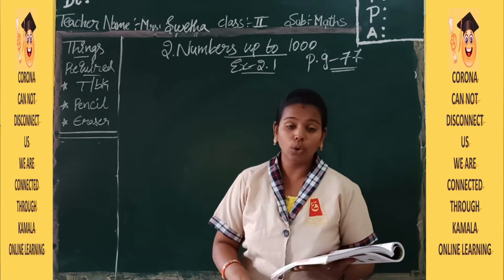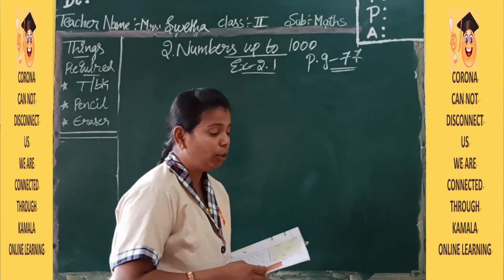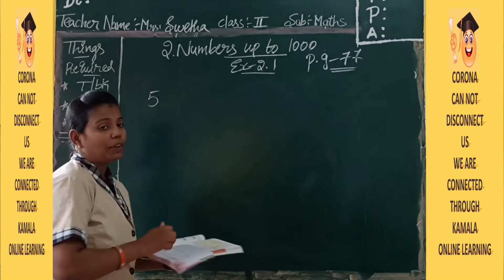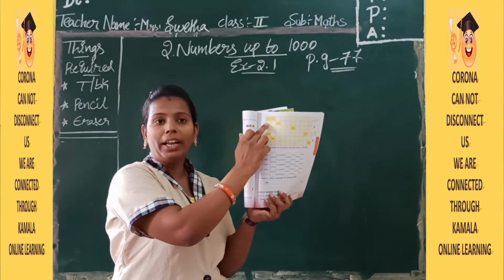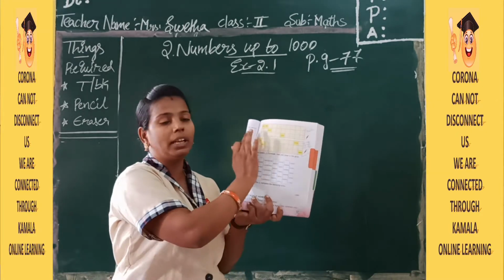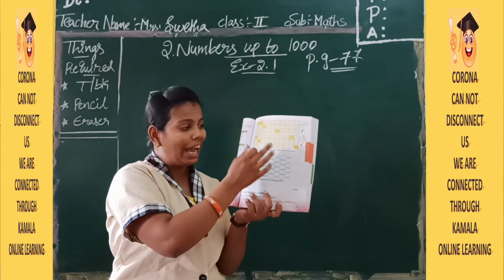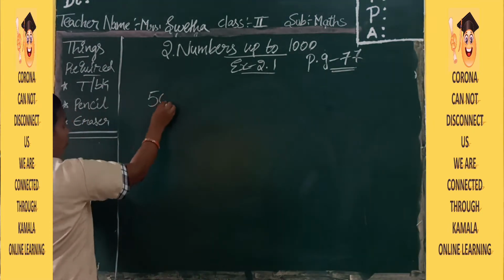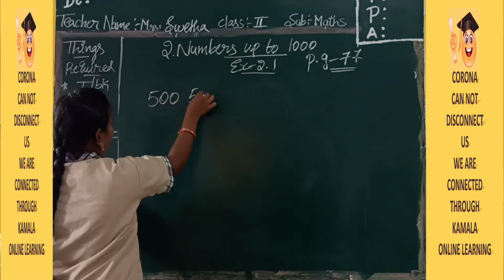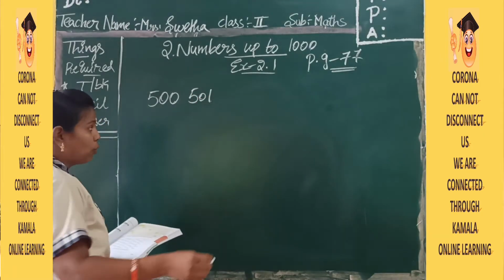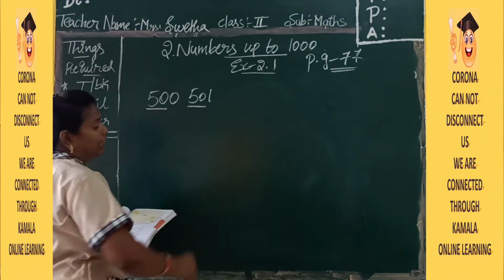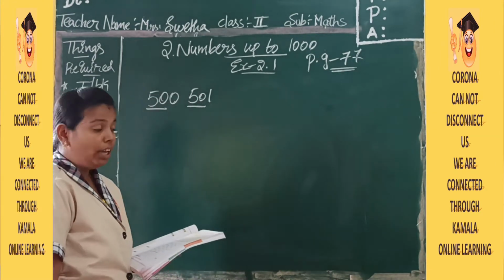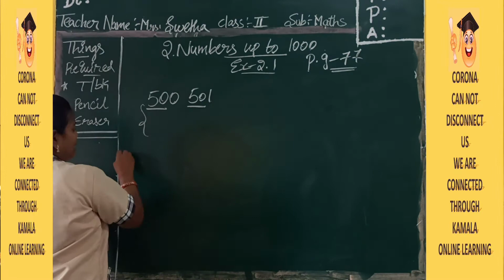Okay, children. First I'll tell you about the number grid. The first number grid you have is of 500 and 501. Here the common number is 50, and you continue with the 1 to 9 numbers again. This one you take as homework.